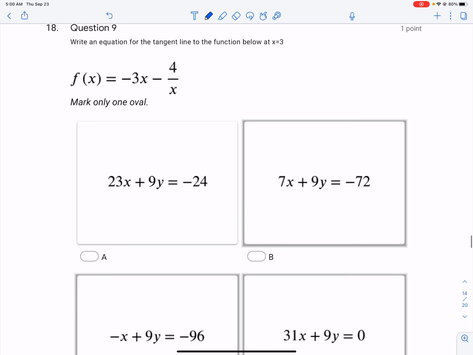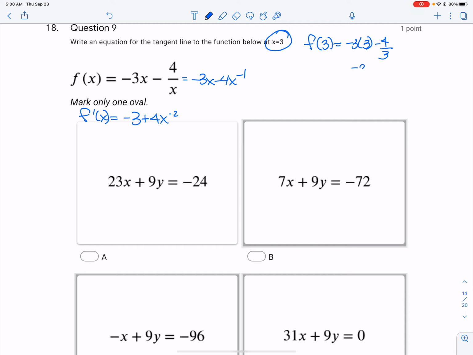There's question 8. Here's question 9. So then I would have turned this into minus 3x minus 4x to the negative first power. So f prime of x is equal to negative 3 plus 4x to the negative second power. I wanted it at 3, so I need to find f of 3, which is negative 3 times 3 minus 4 over 3. So this is negative 9 minus 4 thirds. So that's negative 27 minus 4 over 3, so negative 31 over 3.